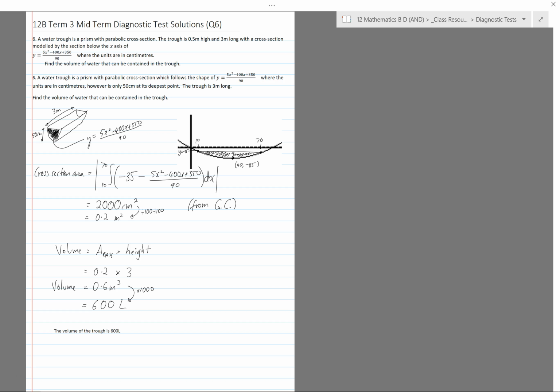So in all these problems, it's a really good idea to graph it to see what's going on and see what sort of things you can do to try and find cross-sectional areas, or whether you're trying to find area at all to find a volume. All right, good luck.